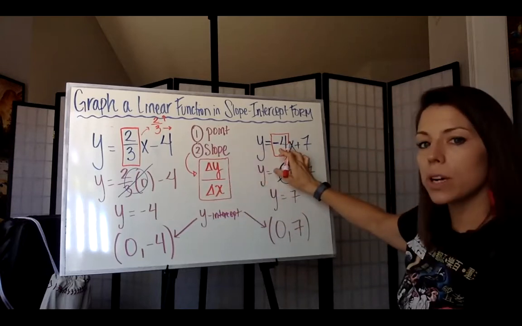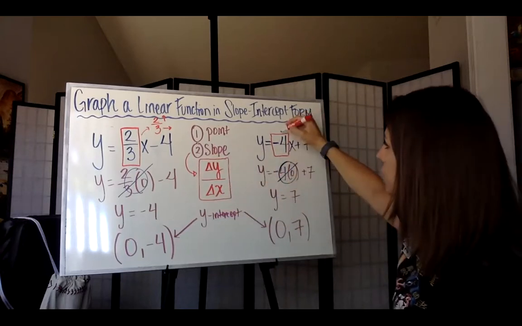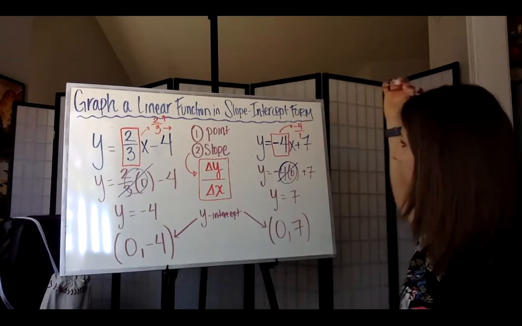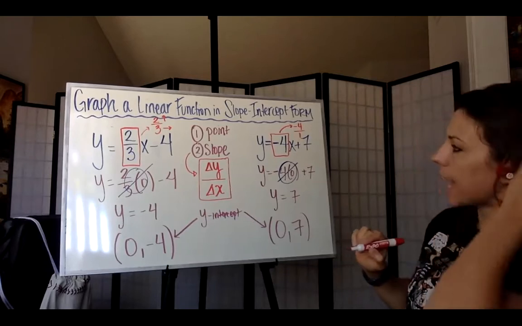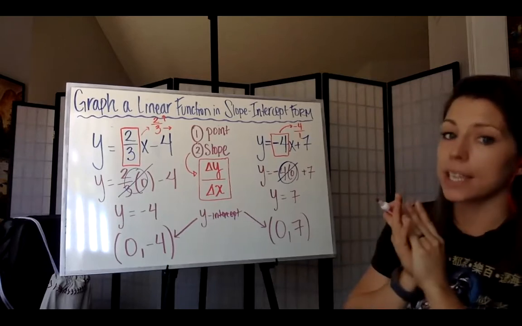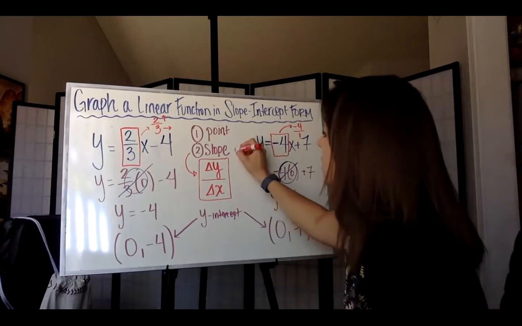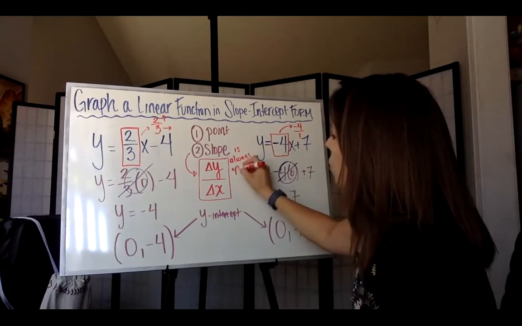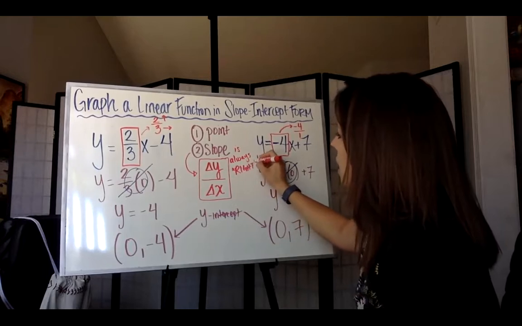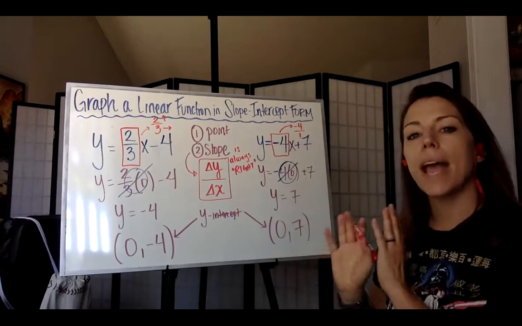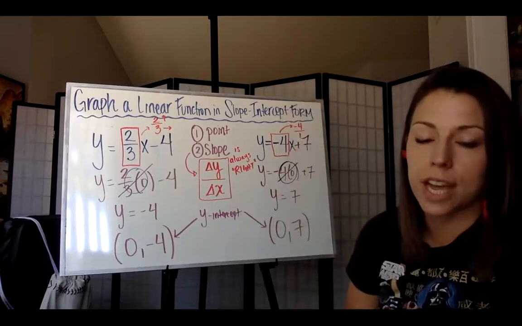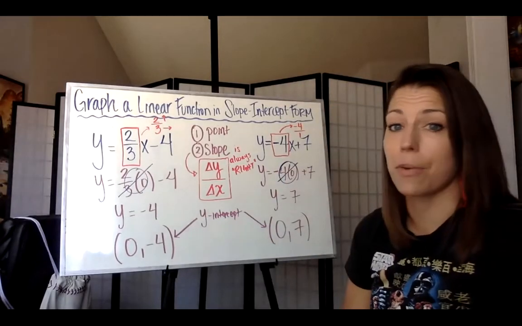So -4 doesn't show me both changes. So we have to change this into a ratio by putting it over 1. Now, what I like to say, and this is me personally, this isn't necessarily every teacher, I like to say the slope is always right. What does that mean? That means no matter what, my x change is always going to the right. So your y change will differ depending on whether it's negative or positive.